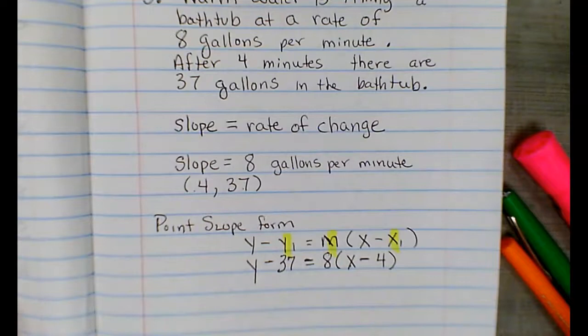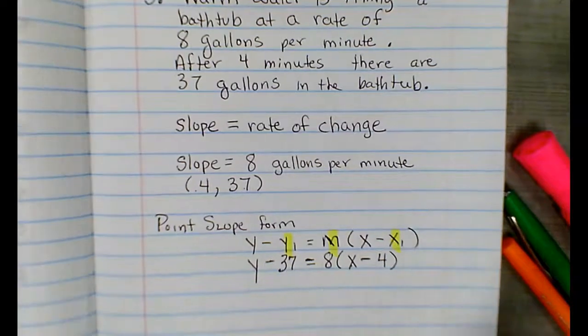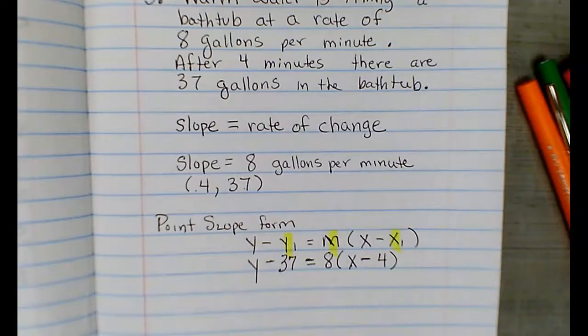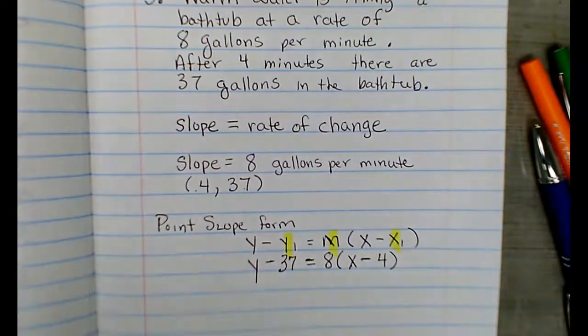How would we change that to slope-intercept form? We distribute the 8 and combine like terms. I'm not going to do that because we've already done that several times. And then to change it to standard form, we would have to move the x and the y to the left-hand side of the equal sign and make sure everything is positive. So you will have several word problems to practice on your assignment today.